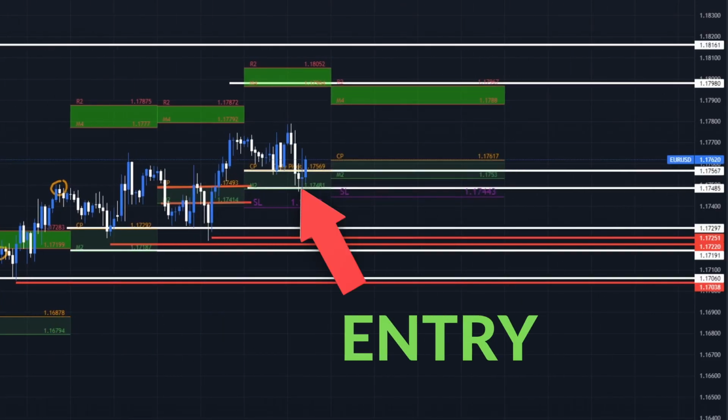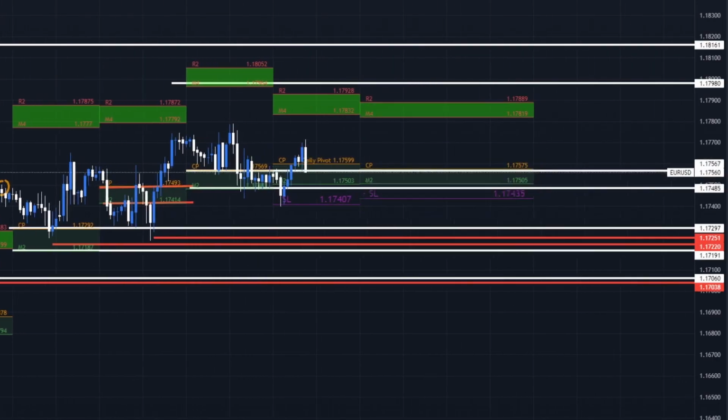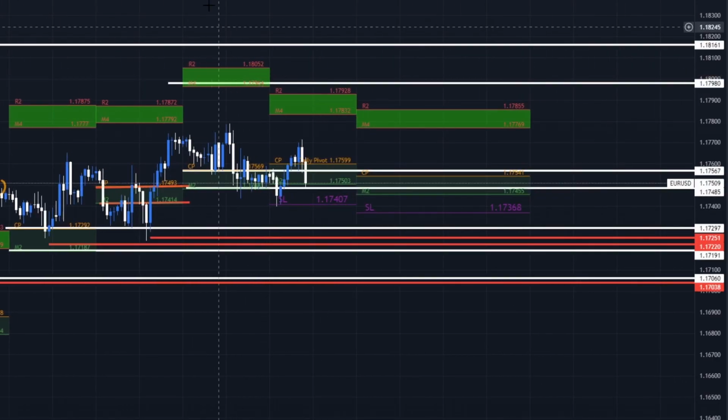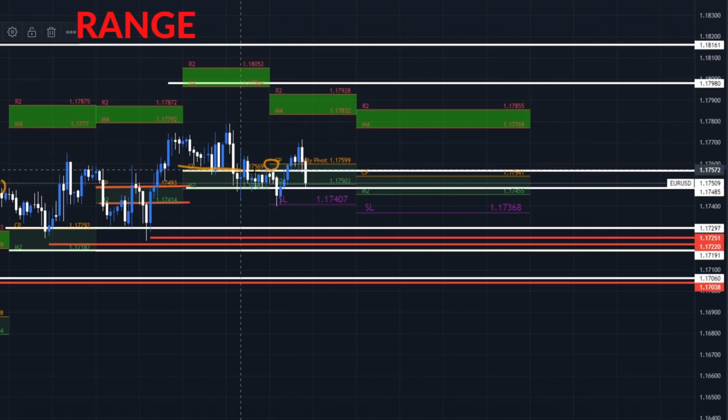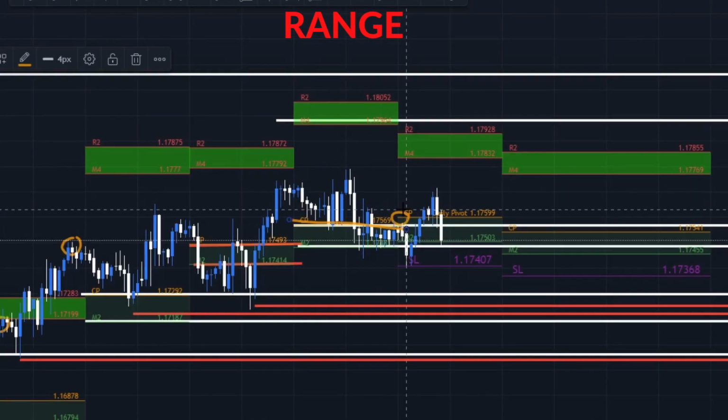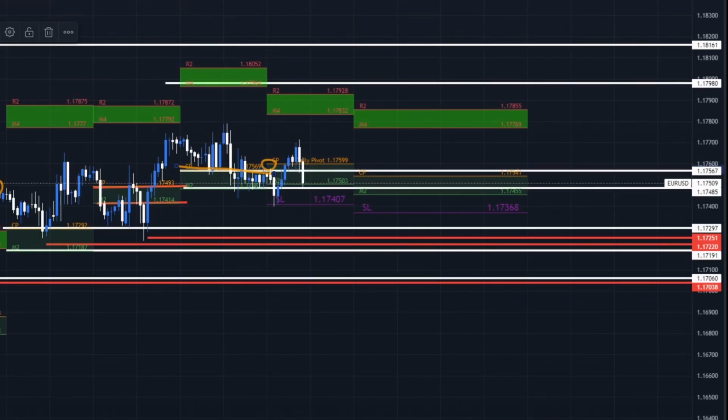There, I got both of my entries at central pivot and M2. We have an interesting issue here. We have a central pivot which is around the same central pivot. We are no longer having a higher high. We almost have a lower low. So in my case, I will just wait for a new higher high before I enter again.